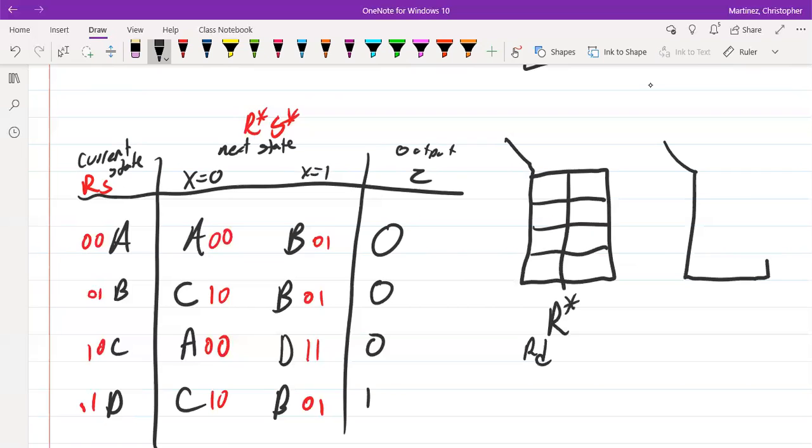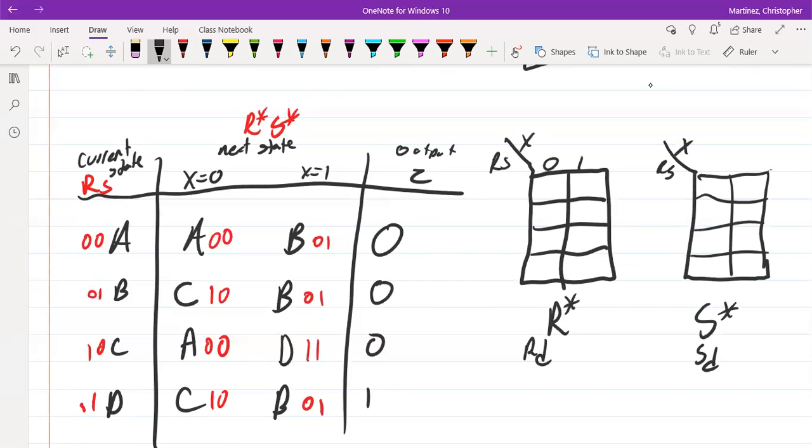And then we're going to need one for S star, this SD input. And let's label this as X on one axis and then RS on the other axis. Okay, as I fill in the axis, I'm going to figure out what it is we need to do. Okay, so the first entry is this top row of 0, 0. Where is that top row? That top row is right here. That's A, R is a 0, S is a 0. What we're filling in on the next states, that's going to be the zeros and ones that fill in these two K-maps.